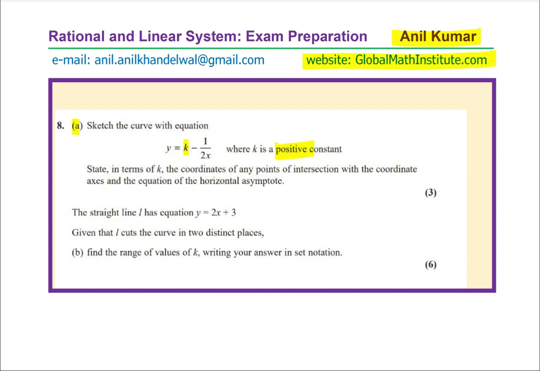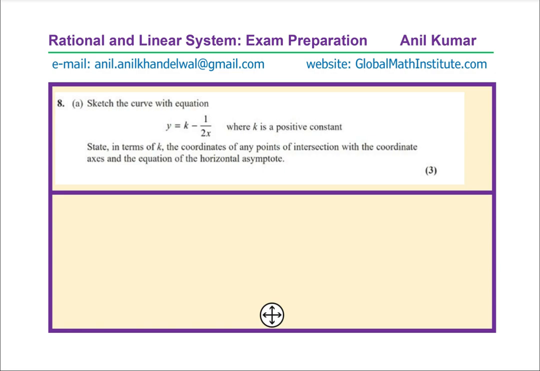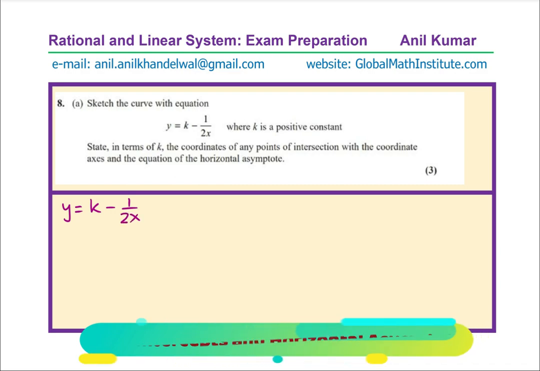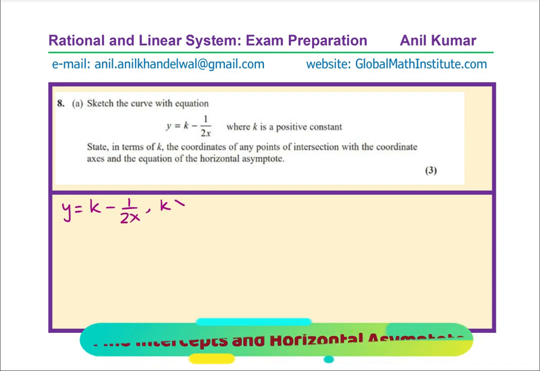from the first part, where we need to figure out two things. One is the horizontal asymptote and the other is intersection with the coordinate axes. So let us see how we do that. We are given this equation, y equals k minus 1 over 2x. We are also given that k is positive.